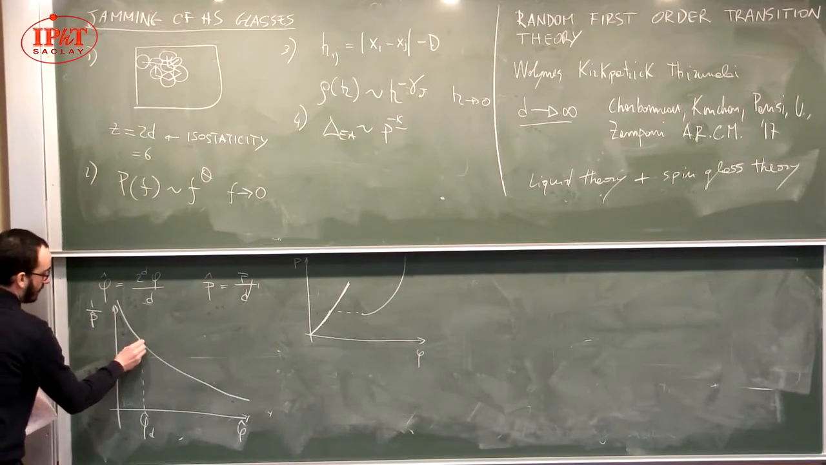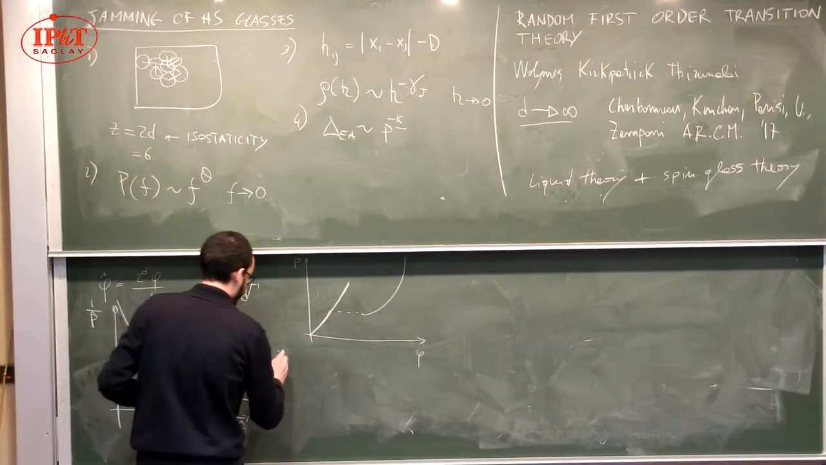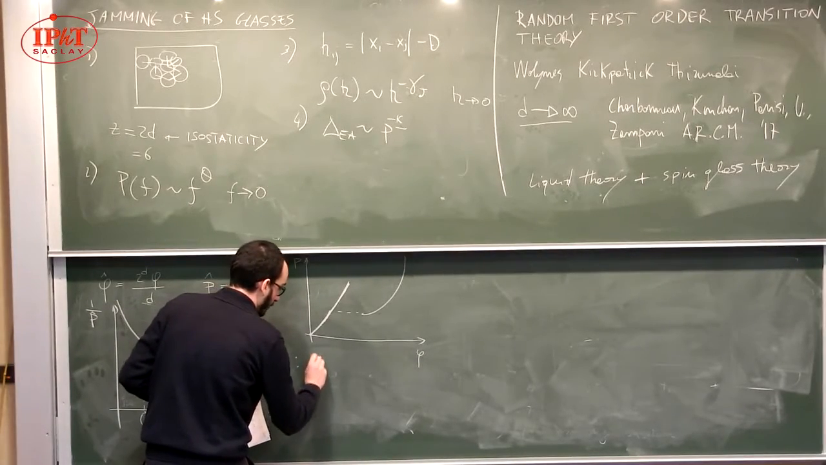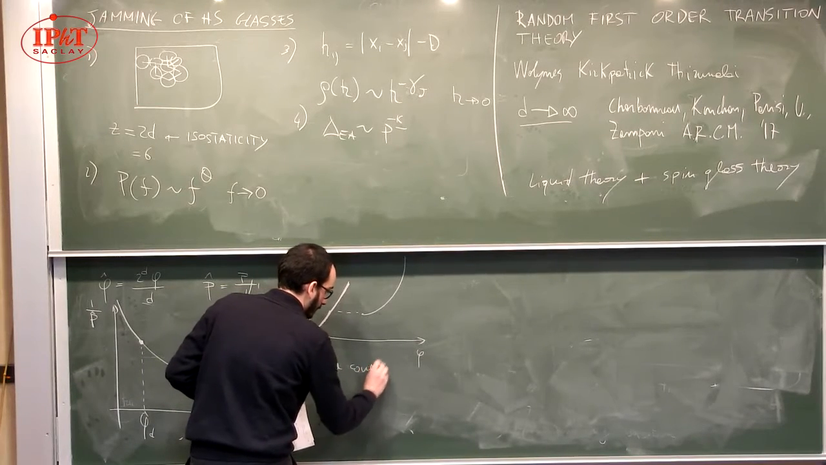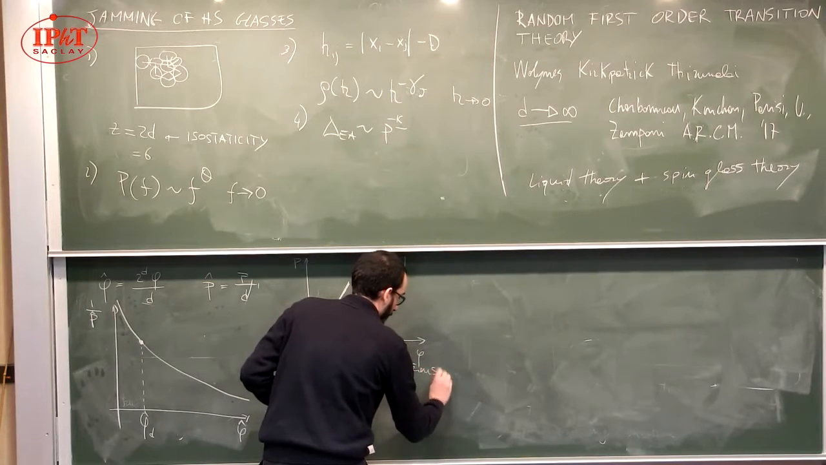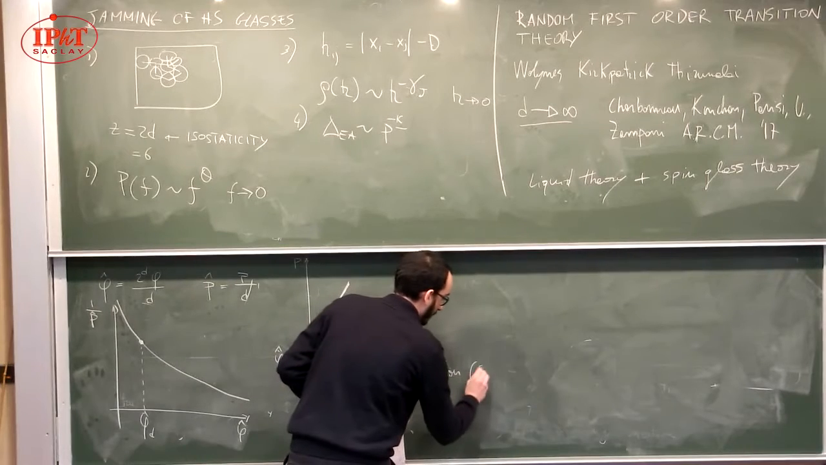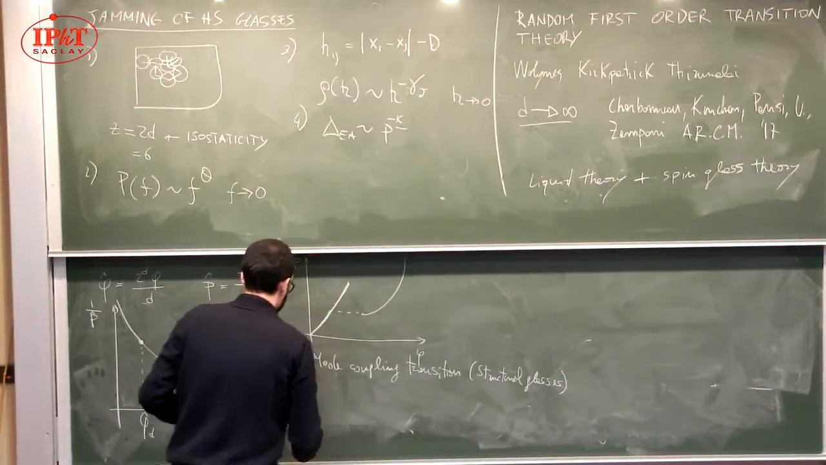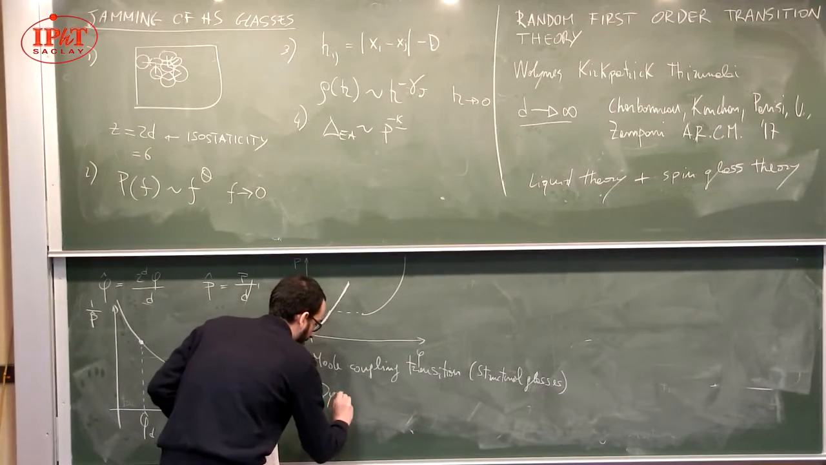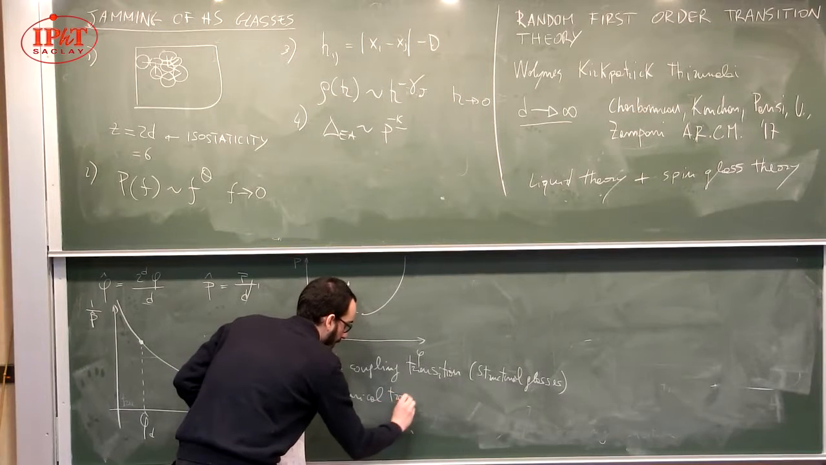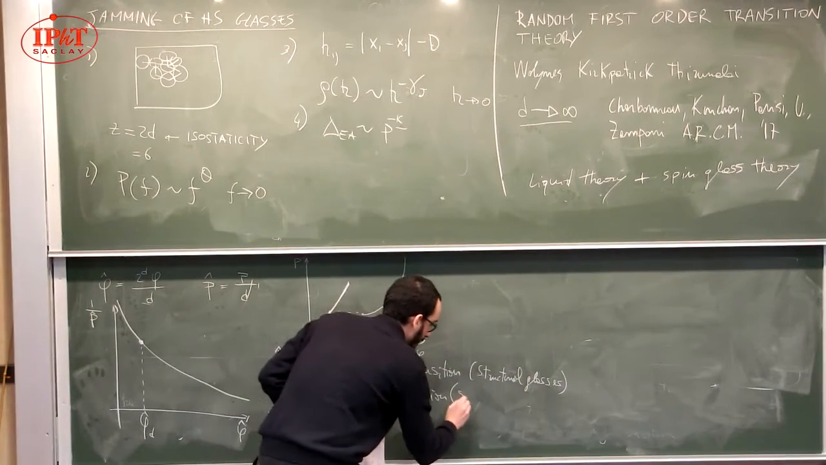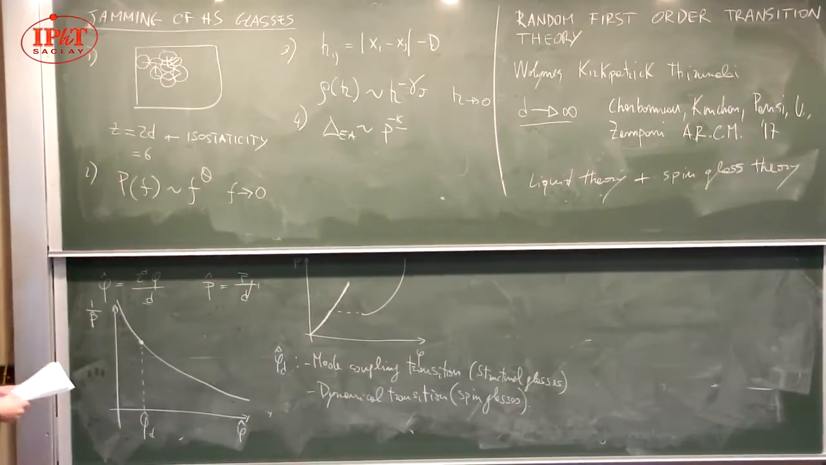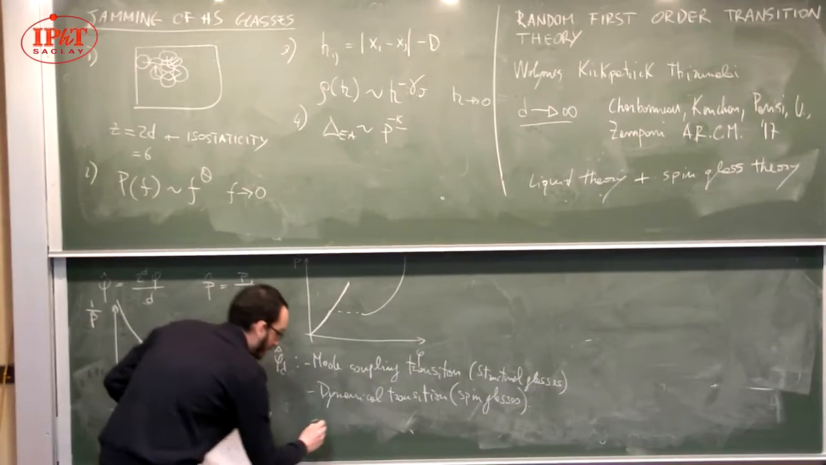So this phase transition here, in the context of structural glasses, is called the mode coupling transition. This is structural glasses. In spin glasses it's called the dynamical transition. And actually, I think that the proper way to call it is an ergodicity breaking transition.